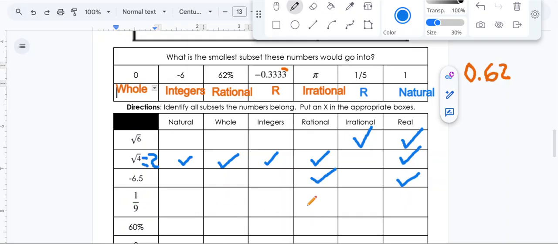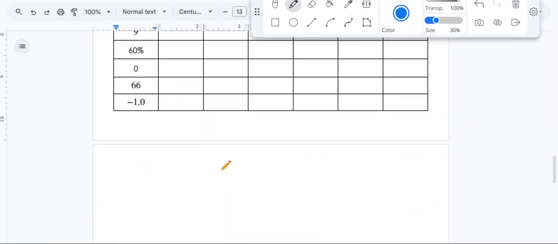1/9, that's a fraction, right? So fraction numbers are rational, and rational numbers are real. 60%, if I change that to a decimal, that would be 0.6. Remember, when you move that decimal place 2 spots, right? So 0.6, that's a decimal that ends. That's a rational number. Rational numbers are also real. All right, we have a few more here.